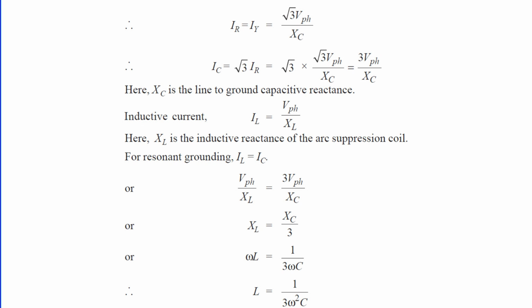Now, the fault current IL equals VPH divided by XL. Here, XL is the inductive reactance of the arc suppression coil. For resonant grounding, IL equals IC. So we substitute VPH divided by XL equals 3 times VPH divided by XC. Cancelling VPH from both sides, we get XL equals XC divided by 3. Now omega L equals 1 divided by 3 omega C. So finally, L equals 1 divided by 3 omega squared C. And that gives us the value of inductance L required for resonant grounding.